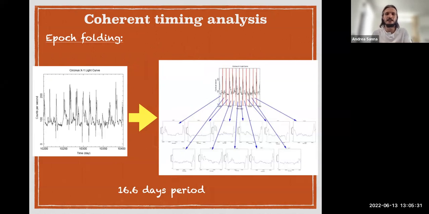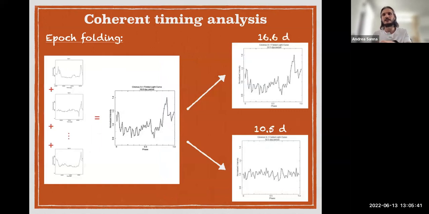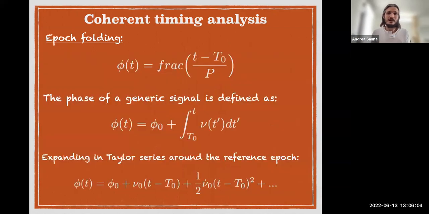If you guess the periodicity, so in this specific case, we have a light curve with a 16.6-day period. If I cut this light curve on periods that are, for example, of the order of 16 days, as you can see in the top right part, I end up with a profile of the variability. If I don't guess the variability right, as in the bottom case, basically I'm washing out all the variability, so I don't get anything. So it's a way to highlight a variability if you know some of its properties.